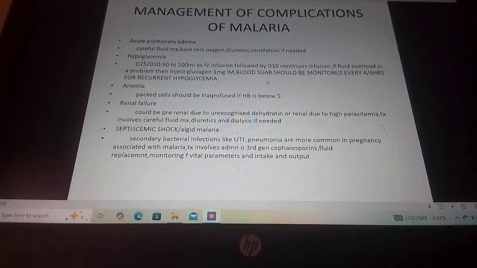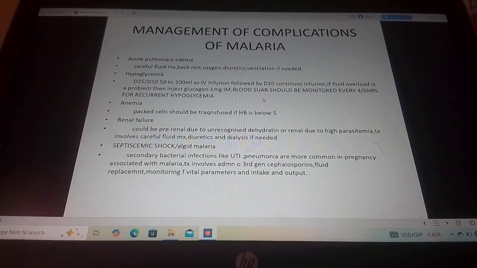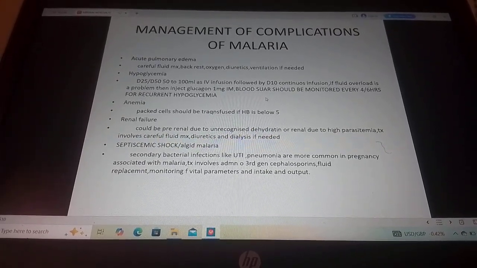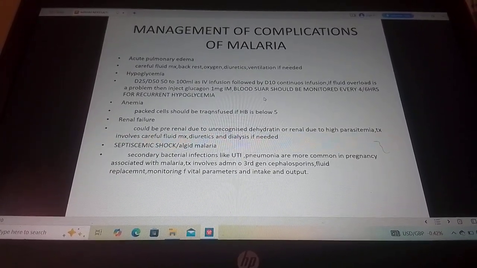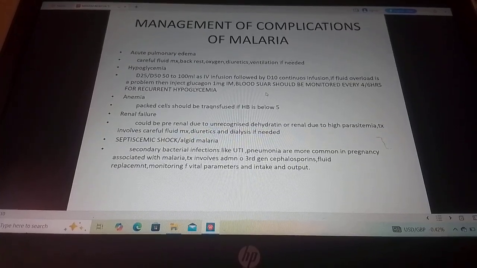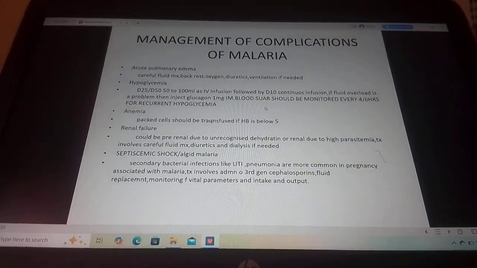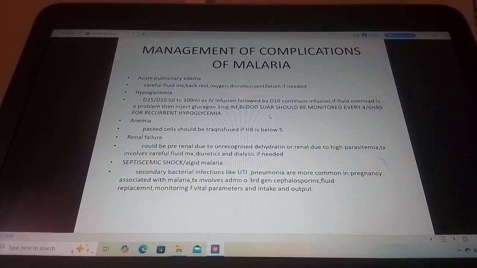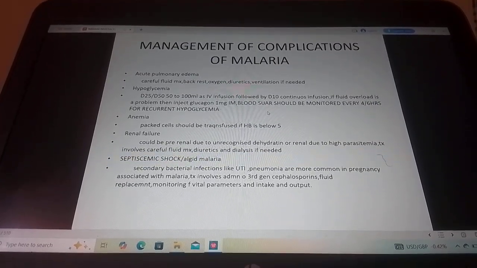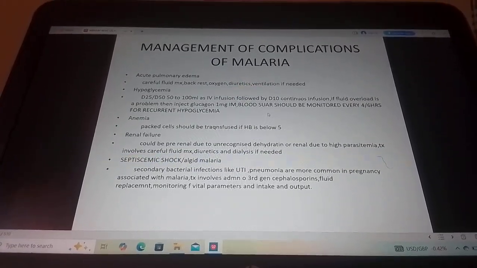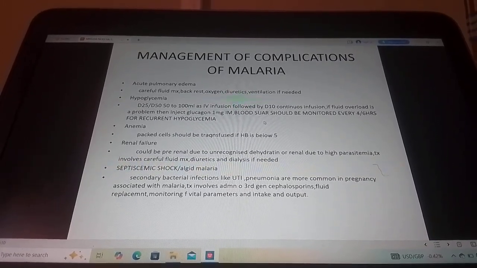Another complication could be septicemic shock, or what we call algid malaria. This could be secondary to bacterial infections like UTI and pneumonia, which are more common in pregnancy and are associated with malaria. So treatment involves administration of third generation cephalosporins, that will be ceftriaxone or cefotaxime. Then you're also doing fluid replacement. Then monitoring of vital parameters is really important, and we should also monitor the intake and the output.